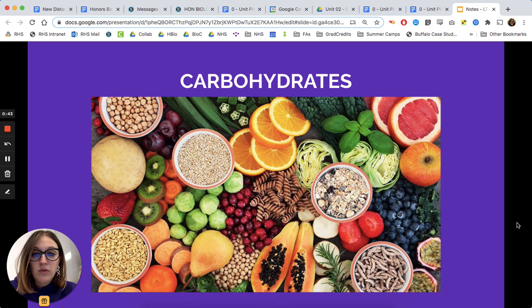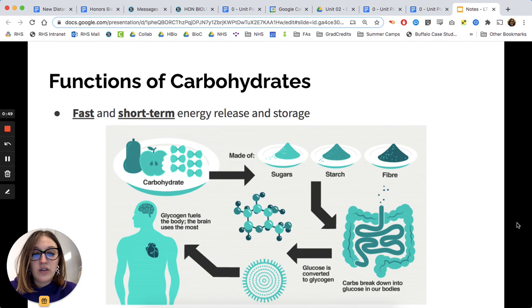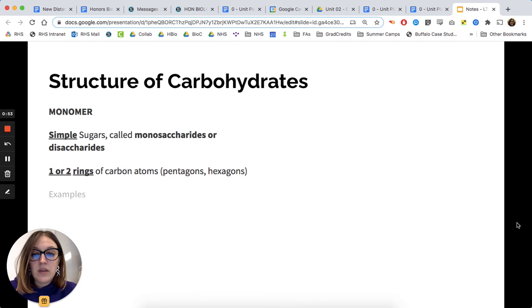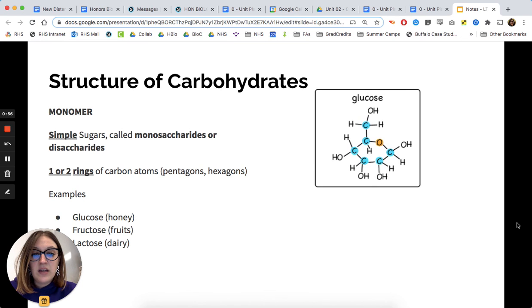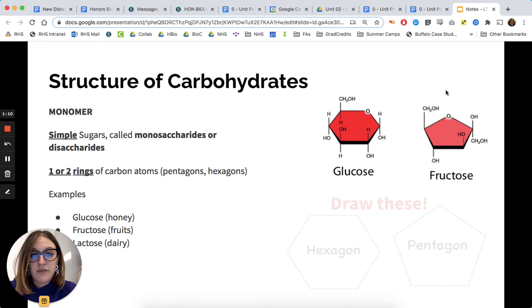So just to review, carbohydrates are sugar molecules. They provide a fast and short-term release and storage of energy. They are rings of carbon, such as pentagons and hexagons. So this is an example of glucose, sugar, which is 1 ring of carbon atoms. And fructose is another ring. We have a hexagon here and a pentagon. This is a very special shape for sugars.